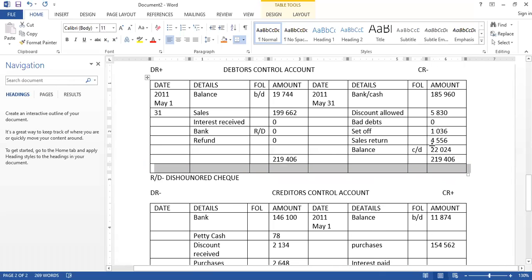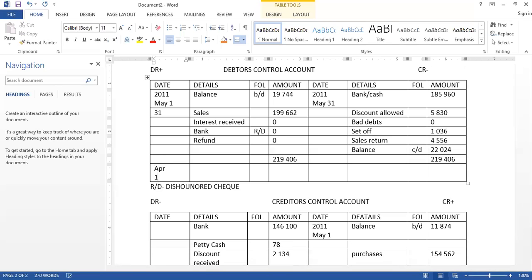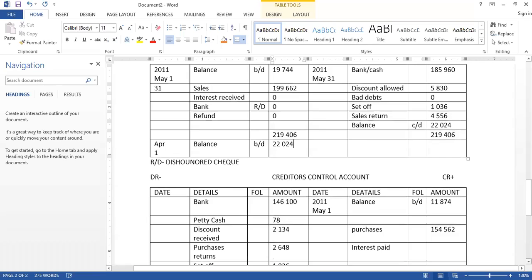So for every balance carried down, there should be a balance brought down on the opposite side on the following day. So 2011, May, April, so the following day will be April. April the 1st, you have balance brought down of 22,024.